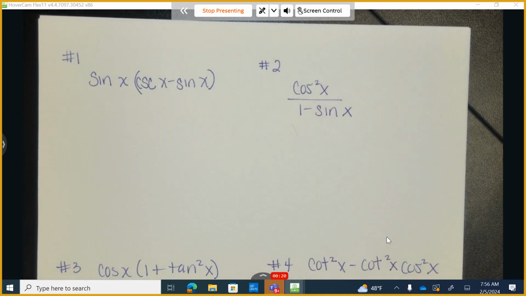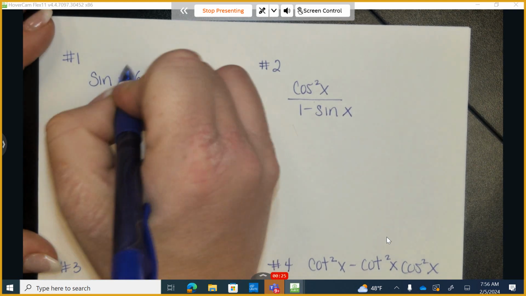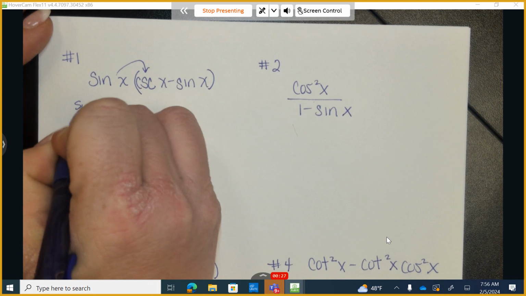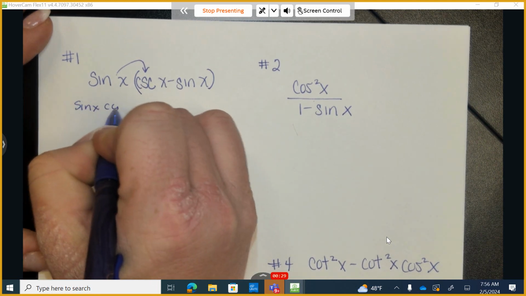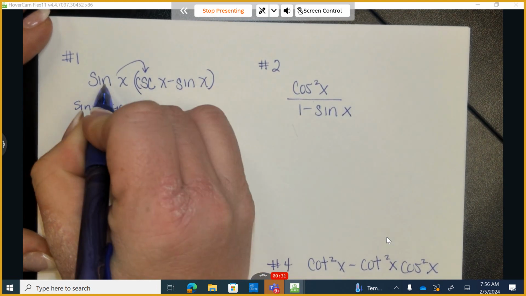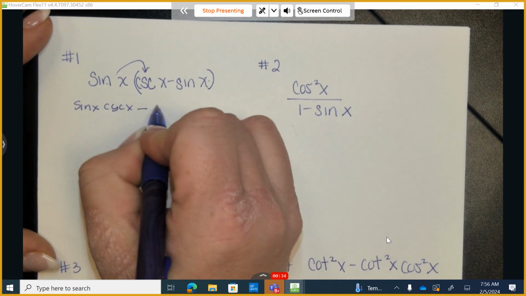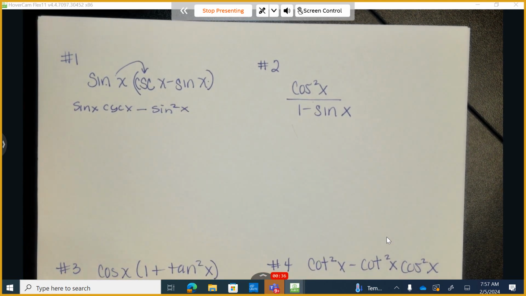We are going to start off with number 1, where I have a little more space to show my work. We're going to start by distributing. You are going to work through this with me. So I have the sine of x times the cosecant of x. A positive times a negative is a negative, and I have sine squared x.